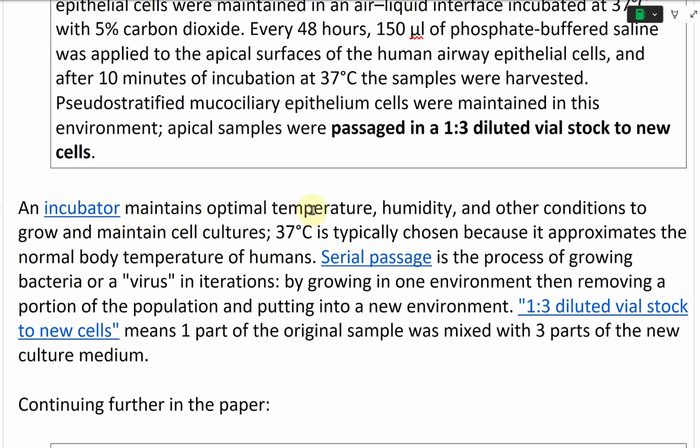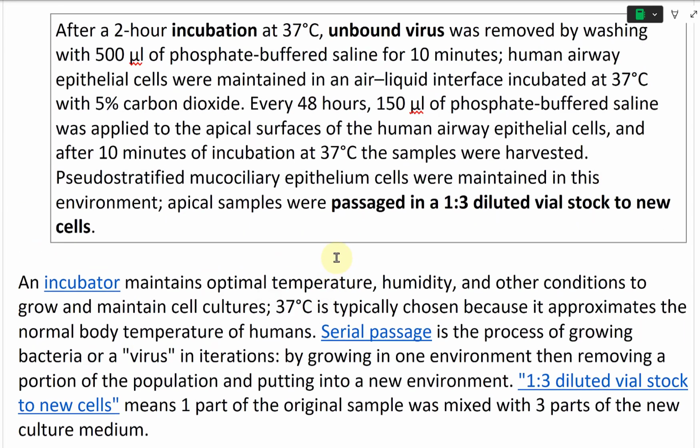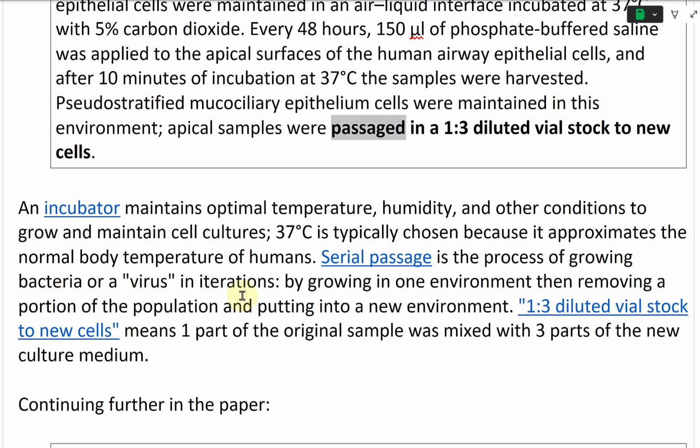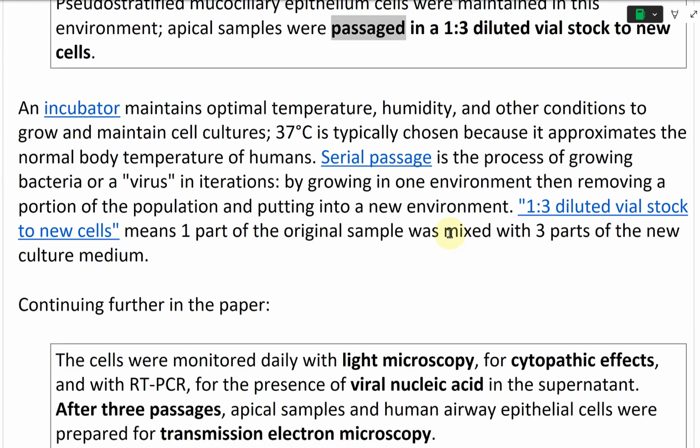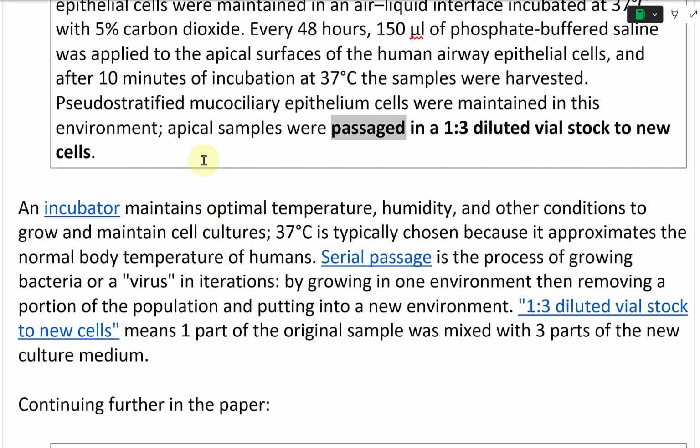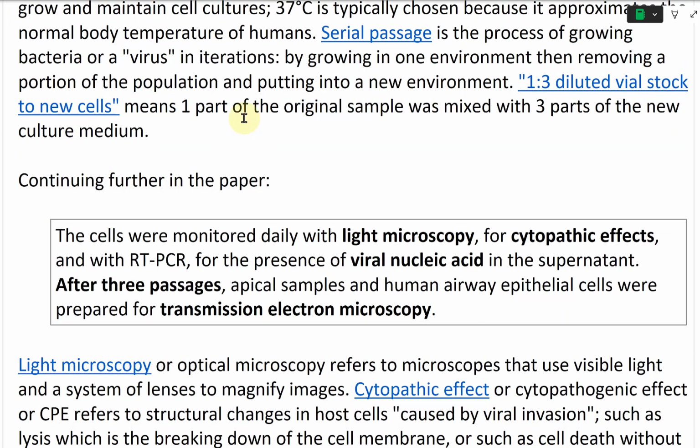An incubator maintains optimal temperature, humidity, and other conditions to grow and maintain cell cultures, and 37 degrees is typically chosen because it approximates the normal body temperature of humans. And serial passage, referring to this passage right here, is the process of growing bacteria or a "virus" in iterations by growing in one environment, then removing a portion of the population and putting it into a new environment. And this phrase, 1:3 diluted vial stock to new cells, means one part of the original sample was mixed with 3 parts of the new culture medium. So basically they were diluting the environment. They would dilute these apical samples, passaged or grown in another environment, at this ratio of 1:3. So 3 parts of the new culture medium versus 1 part of the original.